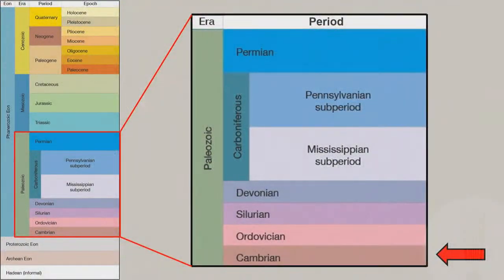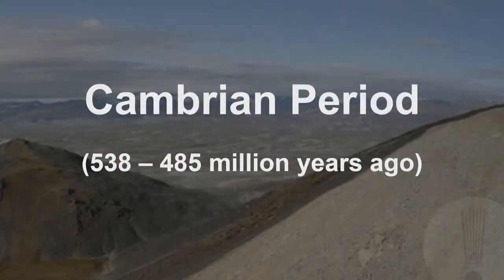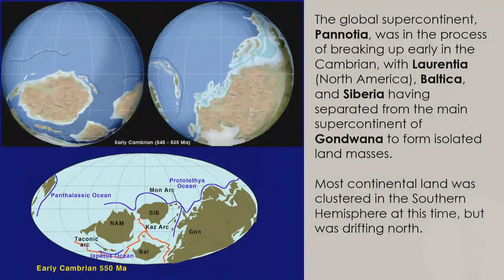All right, so this era, we're going to start with the Paleozoic, is broken up into quite a few different periods. And we're going to start here at the very first, Cambrian. So going way back in time, 538 to 485 million years ago. Not a whole lot was going on land.